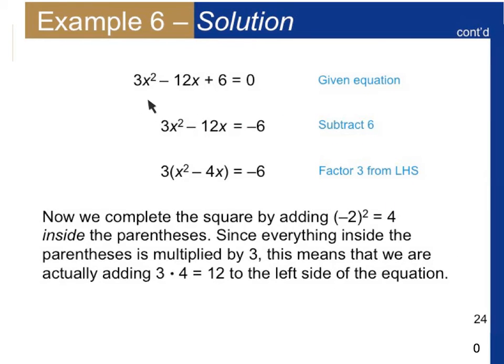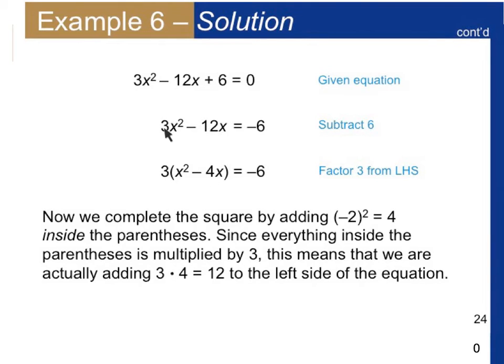So for our next example, we have this one: 3x squared minus 12x plus 6 equals 0. Now, we can only do this completing the square when we have a 1 on the x squared, and here we don't have a 1 on the x squared, so we have to take care of that. But let's start by moving the 6 over, because that's going to get in our way. So we're going to subtract 6 on both sides.